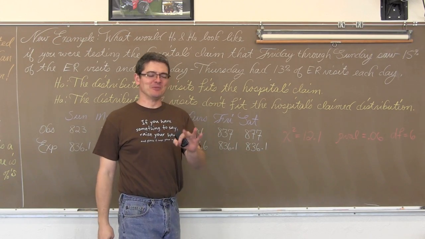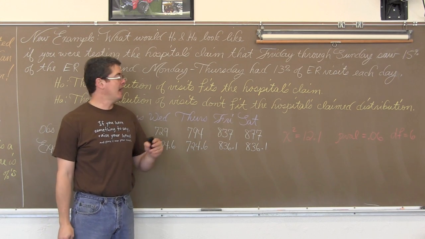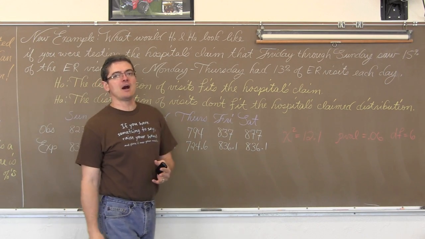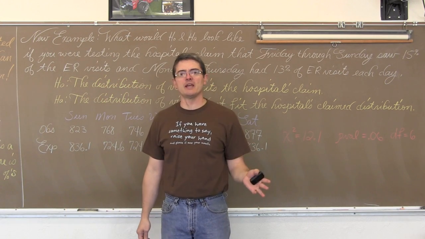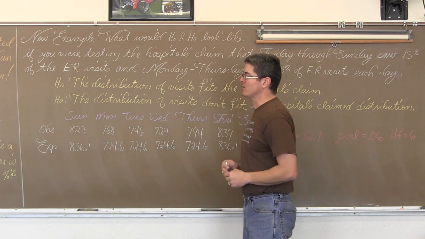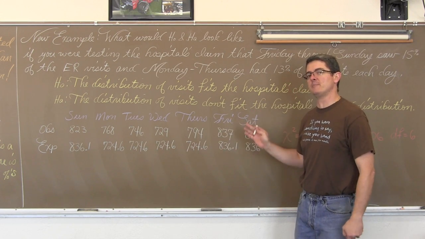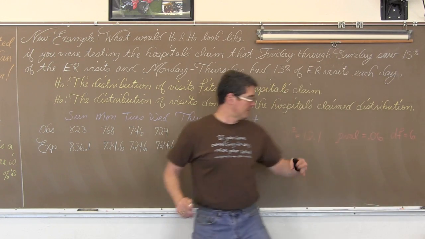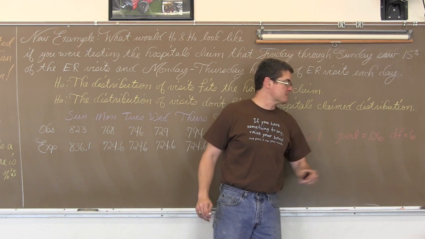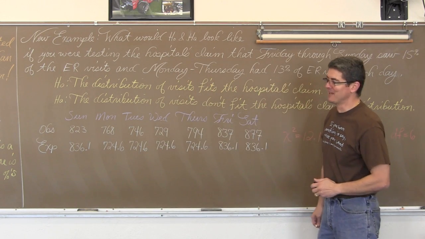Last example. We're going to put a small tweak on our previous work just to see how our H sub O and H sub A statements would look if we were given an actual hypothesized distribution instead of just a relationship between the day of the week and the number of people going into the ER. It's a very similar problem, so I'm not going to break it down piece by piece. I'll verbally go through this some. Chi-square is equal to 12.1, and our p-value is 6%. Try it on your own, and if not, watch the first example again.